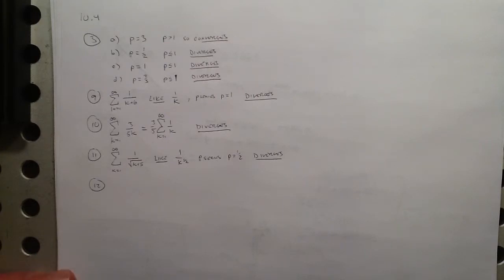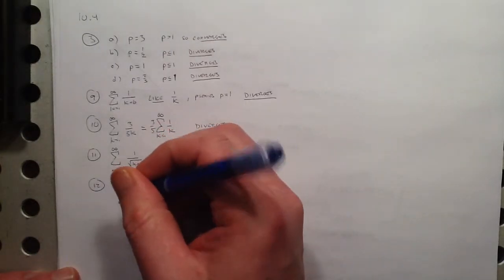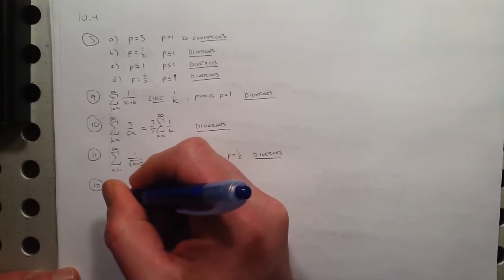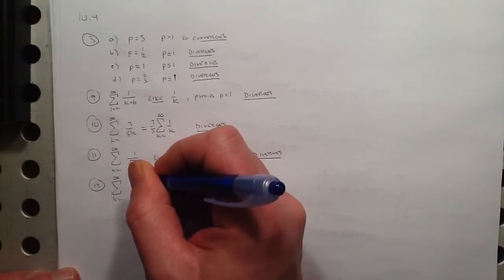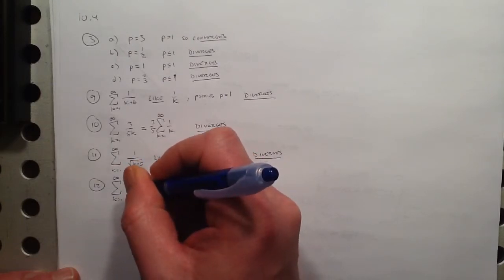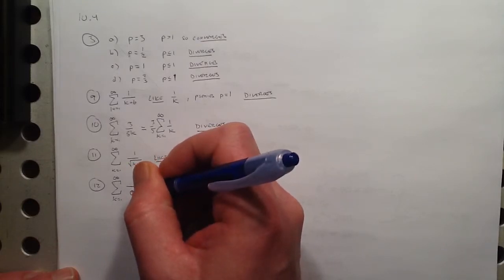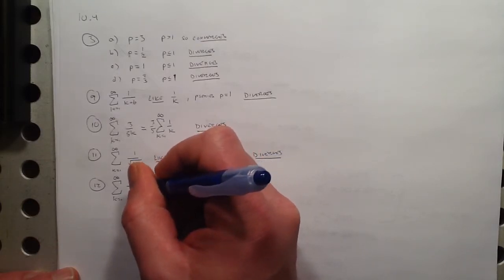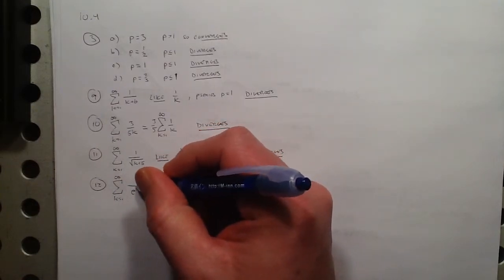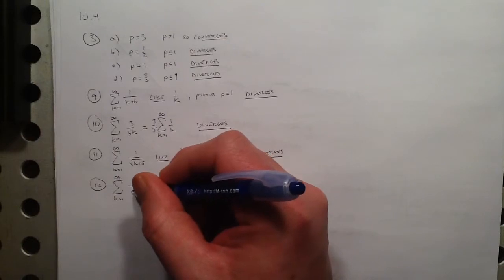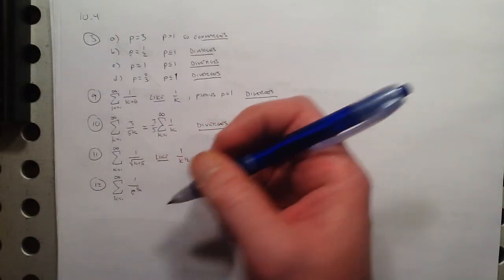Number 12 is a little trickier, maybe the trickiest of the lot here, because it's not a p-series. We're going to think about what's going on here. I'm going to write this as e to the... The kth root of e is the same as e to the 1 over k. Now, what happens to e to the 1 over k as k approaches infinity? Well, 1 over k as k approaches infinity is going to approach 0. So the bottom here is going to approach e to the 0, which is 1.